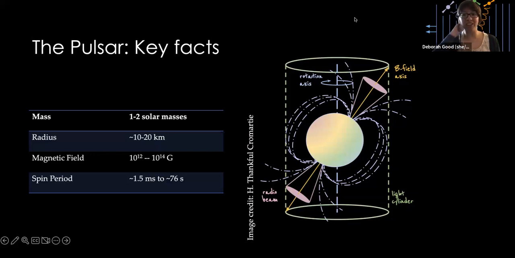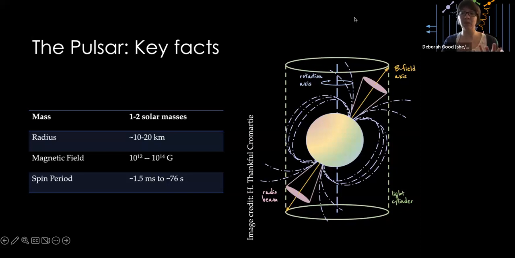The pulsar also has a really high magnetic field, anywhere between 10^12 and 10^14 Gauss, depending on exactly what kind of pulsar you're dealing with. And they also have a wide range of spin periods, everything from about a millisecond and a half all the way up to, I just checked, the current longest period neutron star pulsar, which is 76 seconds.